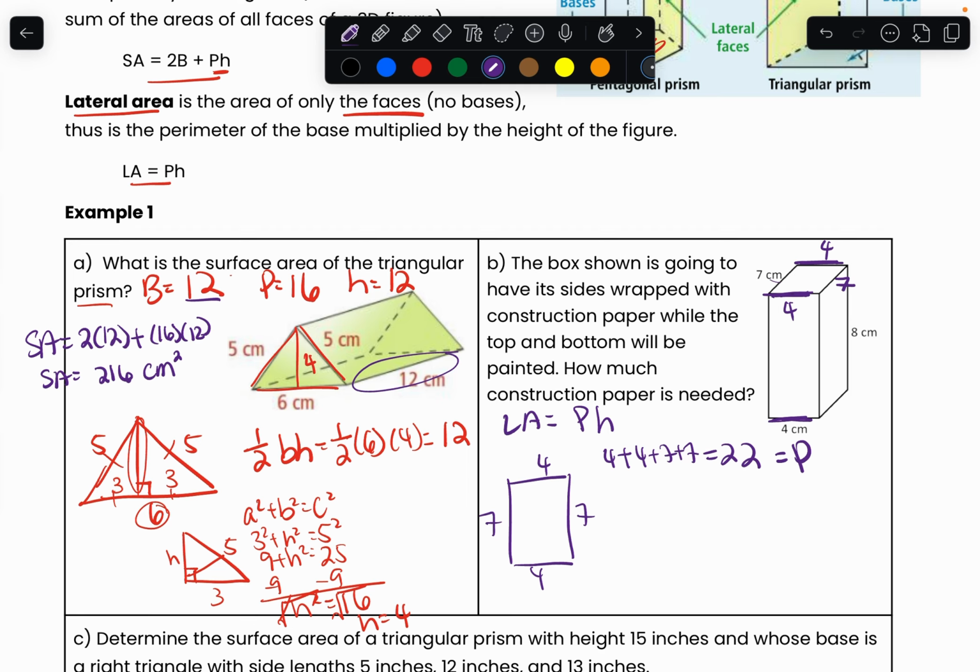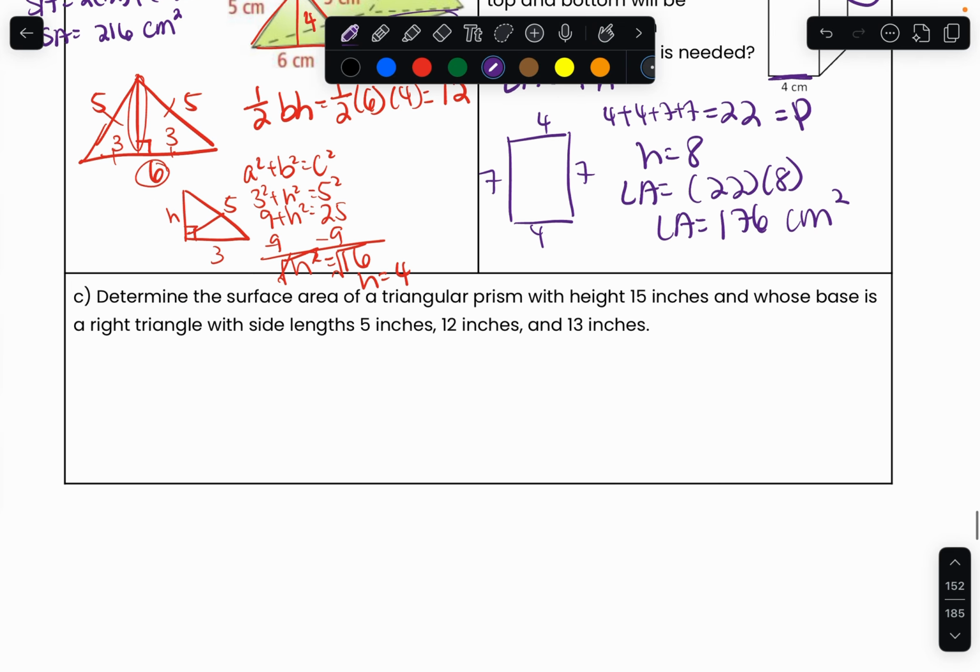Then I need to find the height of my prism. Well, the height of my prism here is right here. It's 8. So I have everything I needed. So I'll do LA equals my P, which is 22, times 8, which is my height. And that will give me my lateral area as 176, and it's going to be centimeters squared because it's about area.